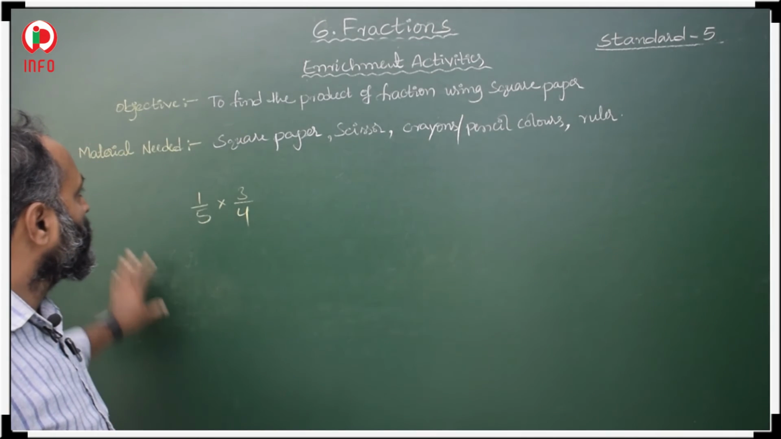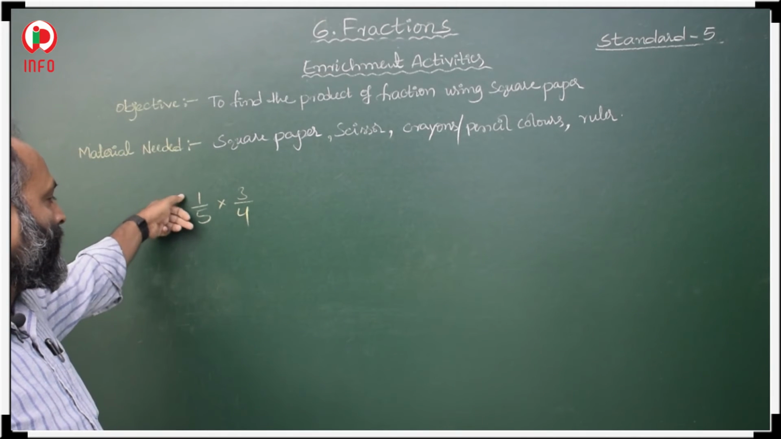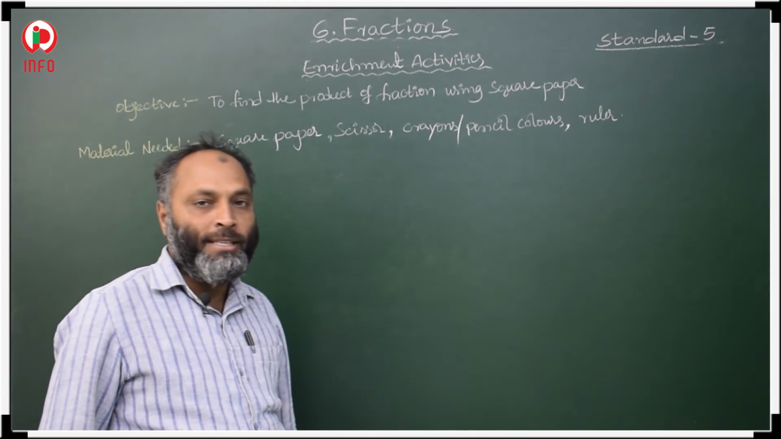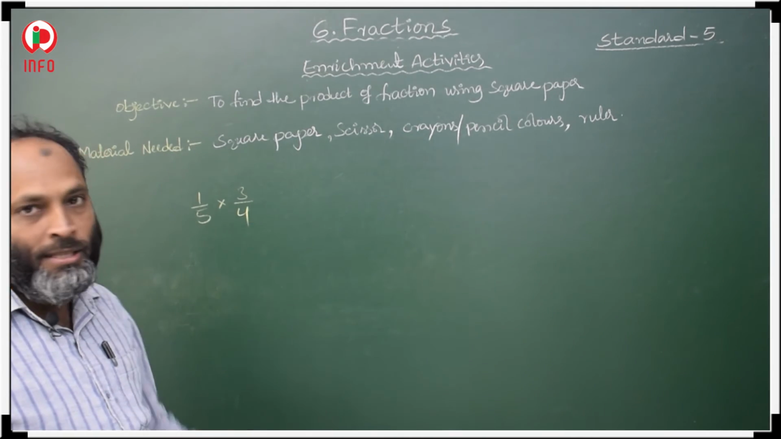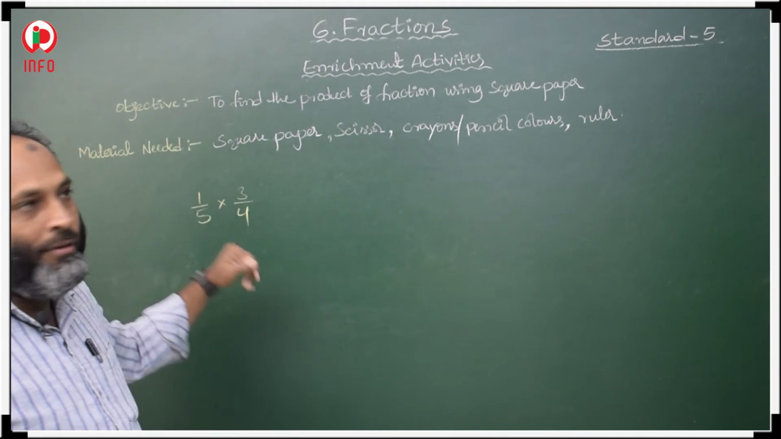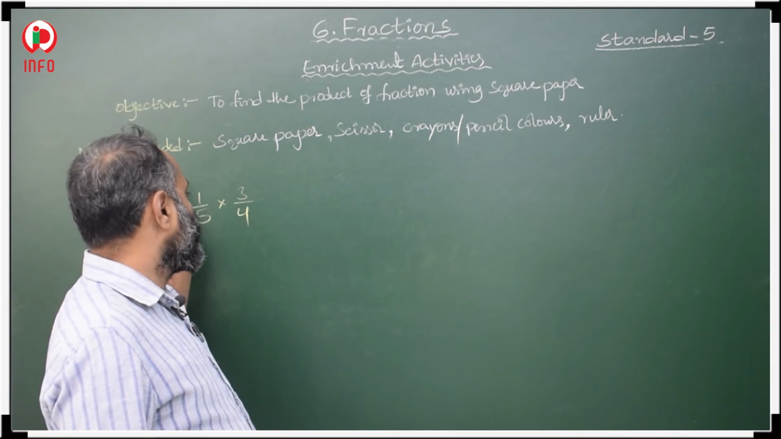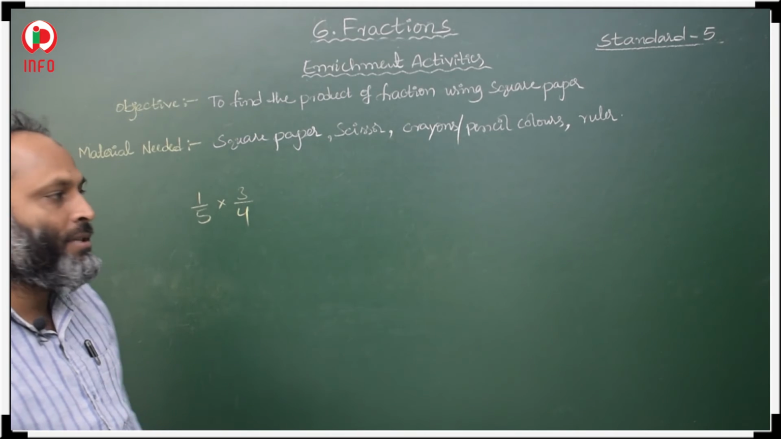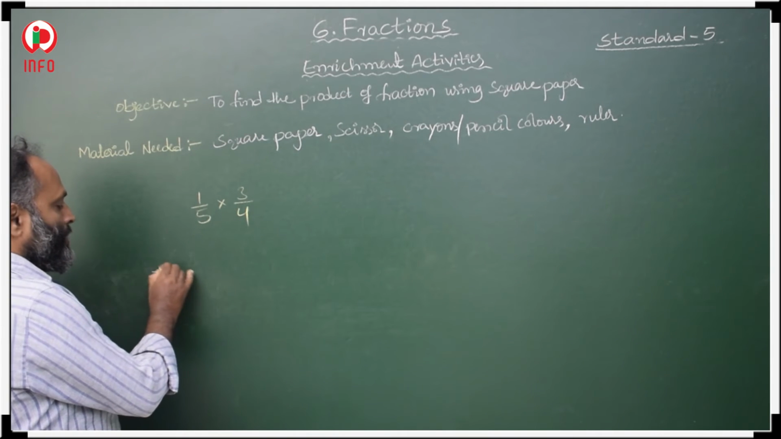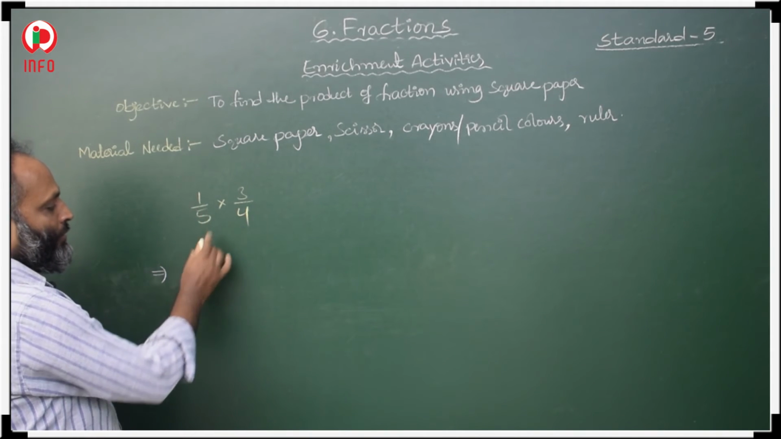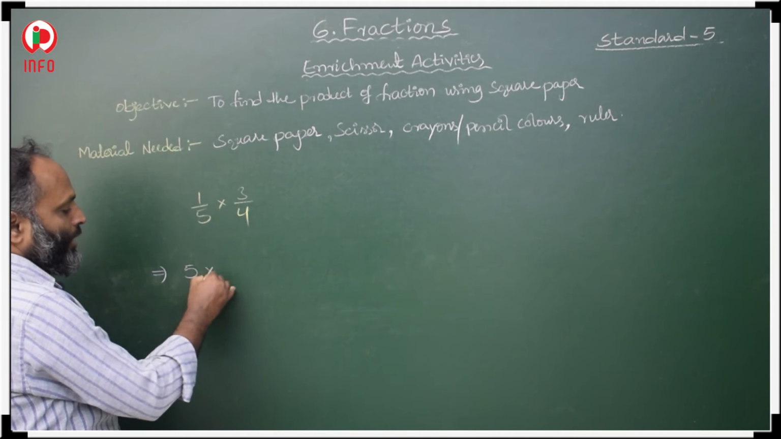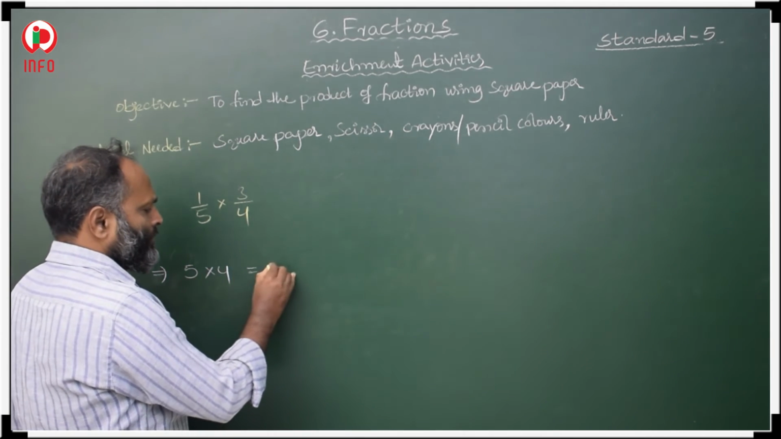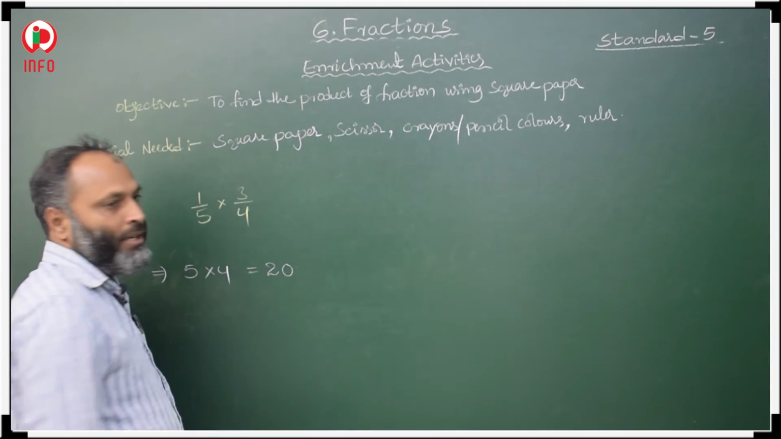Now here, how to find? For example, the first fraction we take is 1 by 5 and the second fraction we take is 3 by 4. So we have to find the multiplication of these two fractions. What is the product of these two fractions using square paper? First of all, we multiply 5 and 4, the denominators. 5 4s are 20.